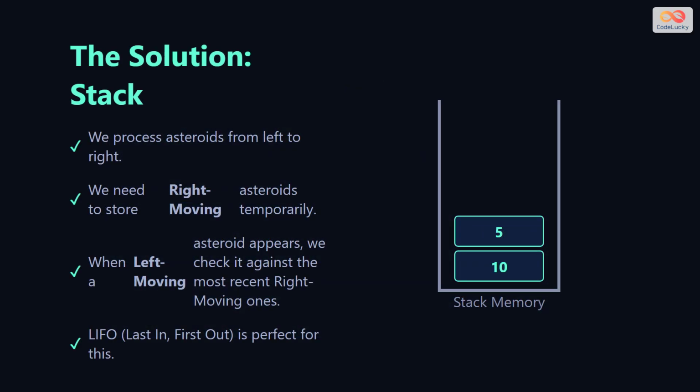To solve this efficiently, we can use a stack. Why a stack? Because as we iterate from left to right, we need to store the right-moving asteroids. These are the ones that might collide with future incoming asteroids. The stack allows us to easily access the most recent right-moving asteroid.